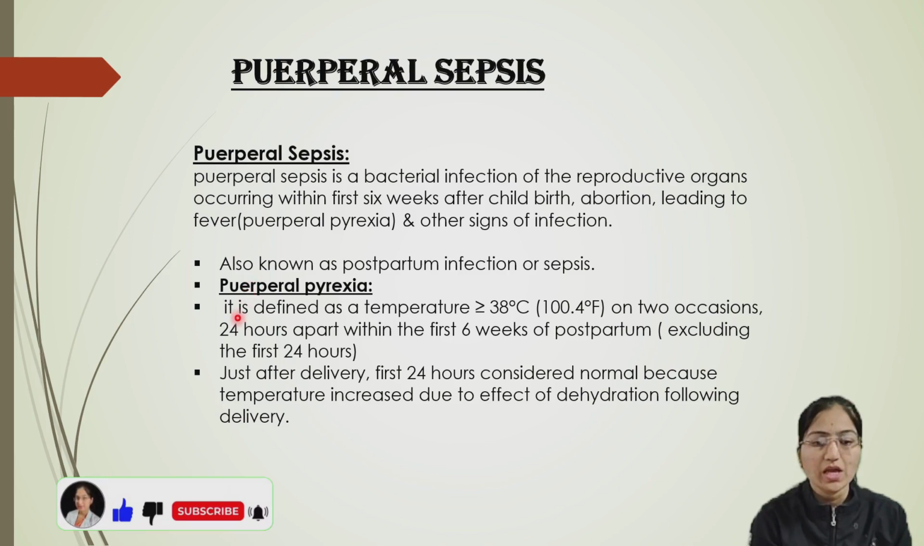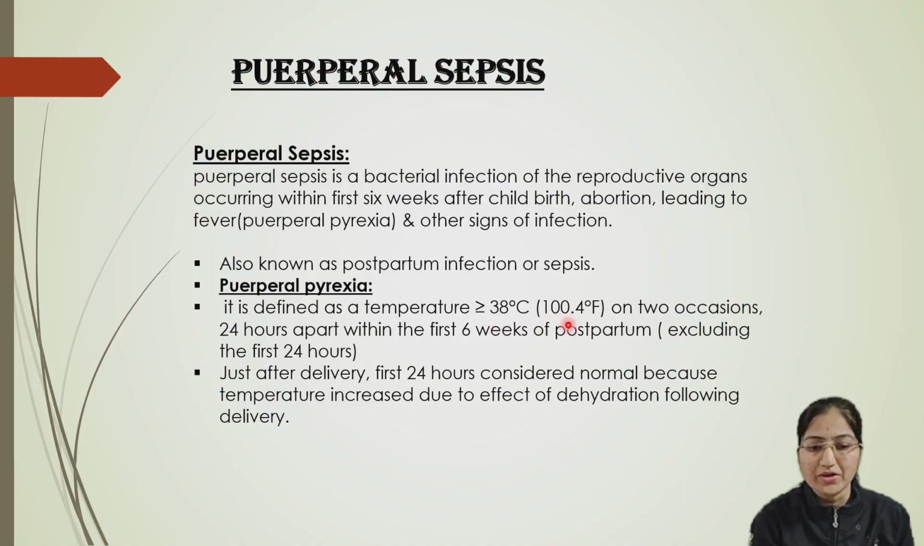Okay, next we'll see pyrexia. What is pyrexia? Fever. It is defined as a temperature of more than or equal to 38 degrees Celsius, that's 100.4 degrees Fahrenheit, on two occasions 24 hours apart within the first 6 weeks of postpartum, excluding the first 24 hours.